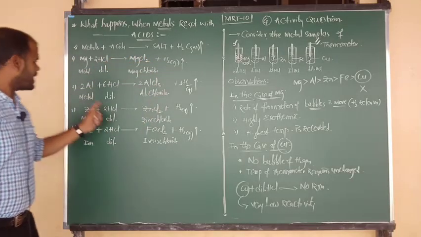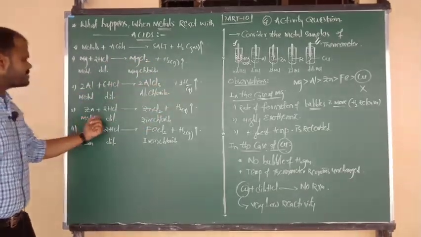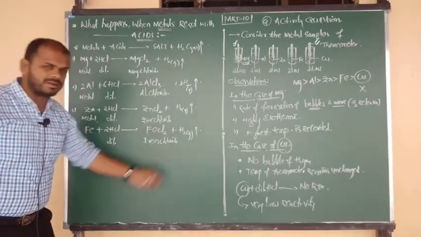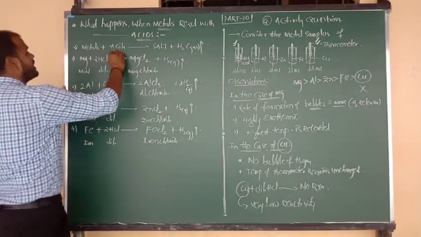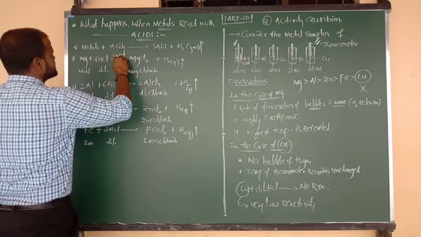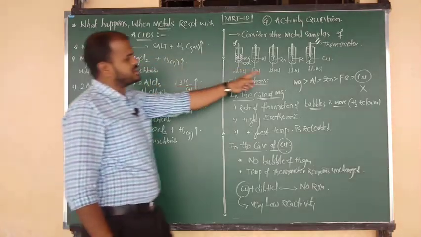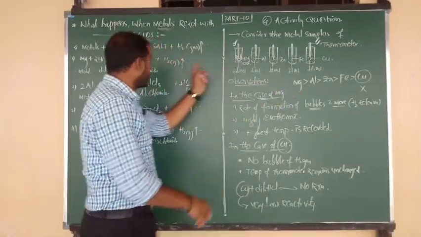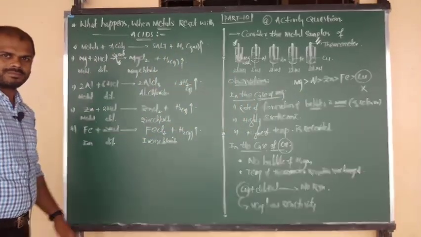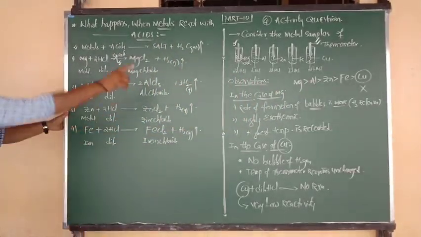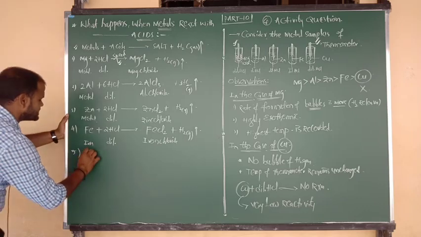Magnesium with HCl gives H2 gas, aluminium also gives H2 gas, zinc gives H2 gas, iron gives H2 gas. But which reaction is very speedy and fast? The first one is very fast, because magnesium has more reactivity towards dilute HCl. I hope you understand. And the last experiment is in the case of copper.